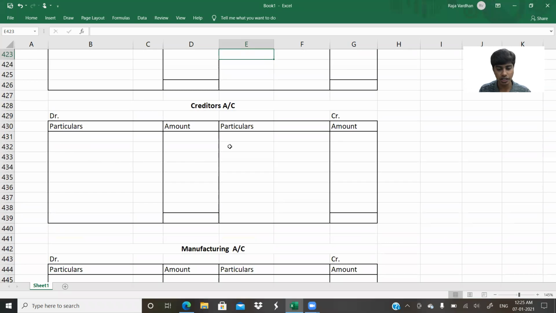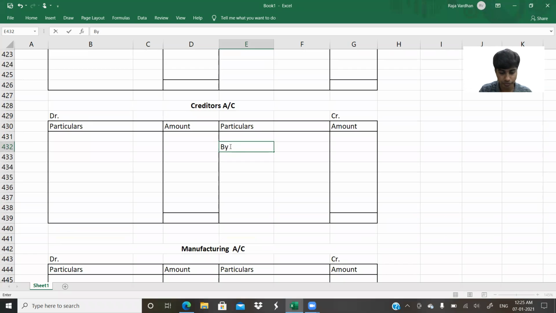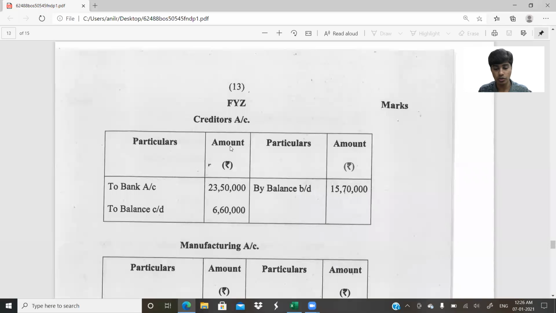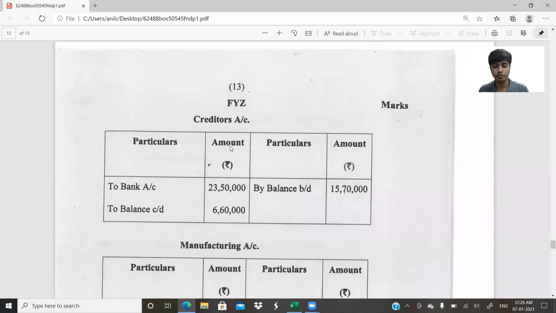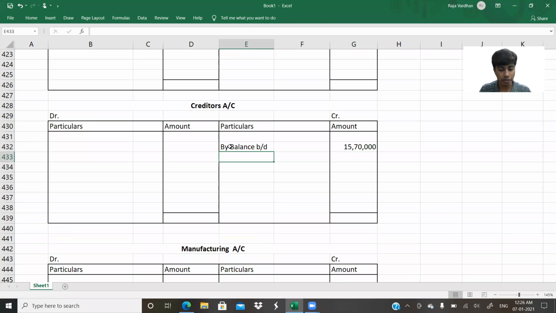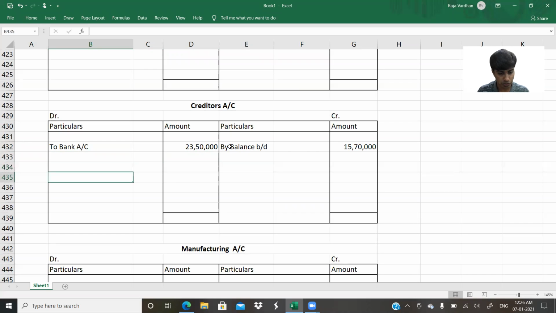What is the information given in creditors account? Have they given opening balance? Yes. Balance brought down is 15 lakh 70,000. Balance brought down given is 15 lakh 70,000. What else have they given? To bank account. Payment made against the creditors to bank account. How much have they given with regard to bank account? They've given 23 lakh 50,000. Perfect. Then you have to balance carried down 6 lakh 60,000. So I'll put that as well.